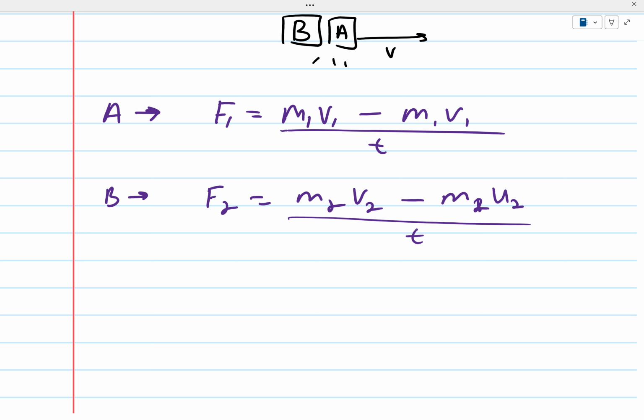This is from F is equal to ma. F is equal to the mass times acceleration. Remember that acceleration is v minus u over t. So F is equal to mv minus mu over t. That's obvious now?